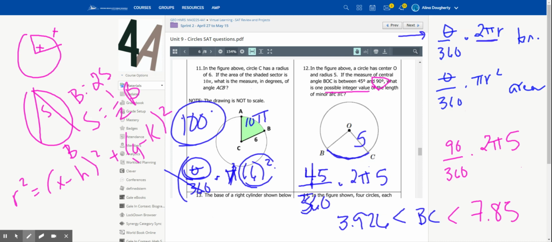What is a possible integer value? So integers are positive or negative whole numbers. If we're talking about geometry, we need positive numbers. So it could be 4, it could be 5, it could be 6, or it could be 7. But it's got to be bigger than 3.9 and smaller than 7.8. Okay.